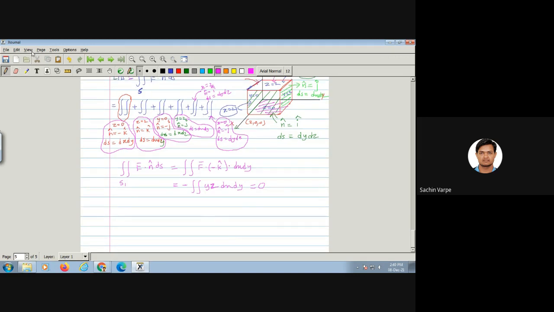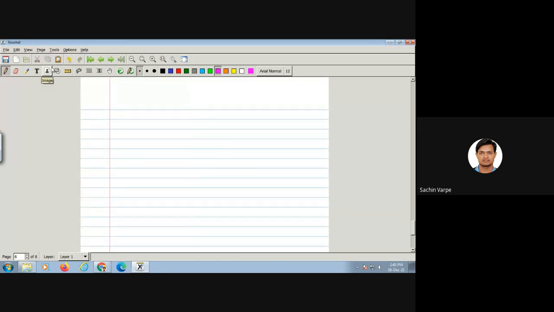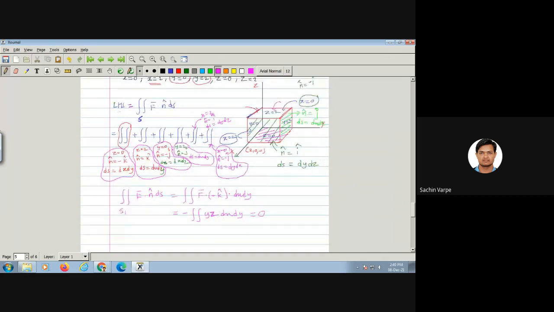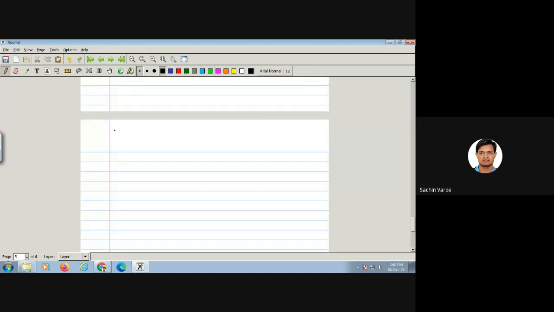Now this is homework for you all, to calculate the remaining integrals. Now I am calculating the right hand side. What is the RHS? RHS is the triple integration of del dot f bar dv over the volume v. Let us calculate del dot f bar first of all. What is del dot f bar? Divergence of f bar.